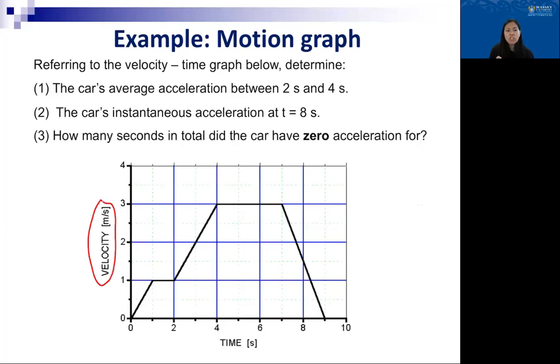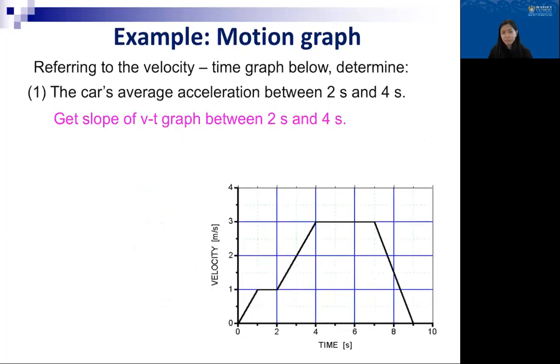If the y-axis is position, then the slope will be velocity. If the y-axis is velocity, then the slope is acceleration. So here, the y-axis is velocity. So therefore, the slope will give you the acceleration, and that's what's being asked in the problem. We want the acceleration between 2 seconds and 4 seconds. So it's between these 2 times, which means that you need to get the slope of this section of the graph between 2 seconds and 4 seconds.